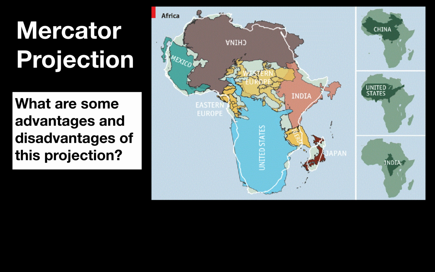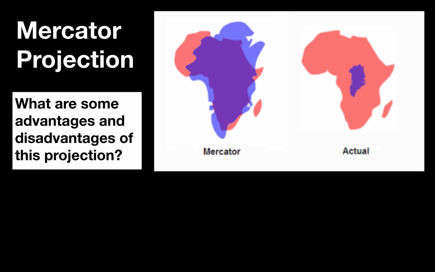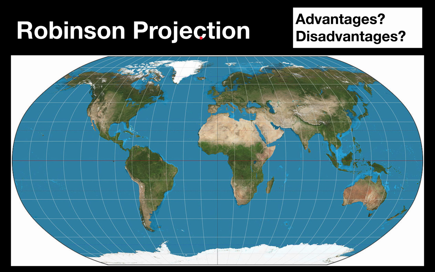So an advantage: good for navigation. Disadvantage: it does not accurately show the size and shape of continents and land. There's Greenland again on top of Africa, right? That warping of size.